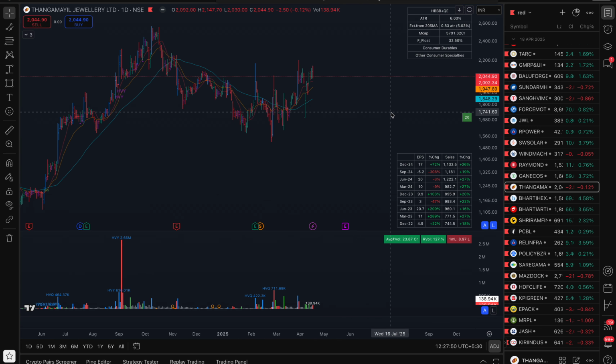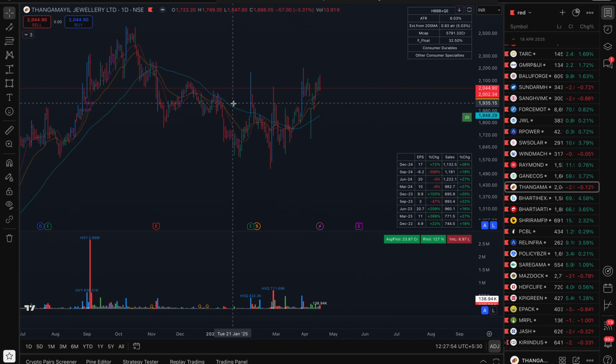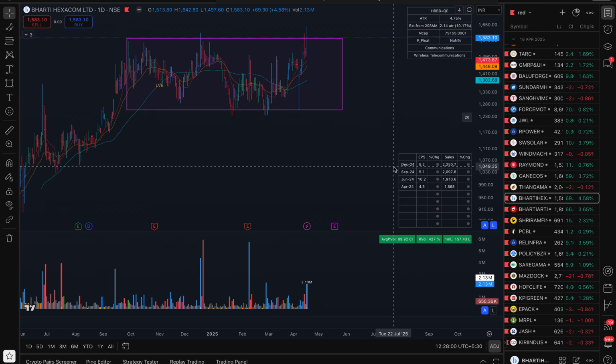Thangma again doesn't look like a clean base, but it's a base in the making. So I would like to have a closer watch. Bharti Hexacom.